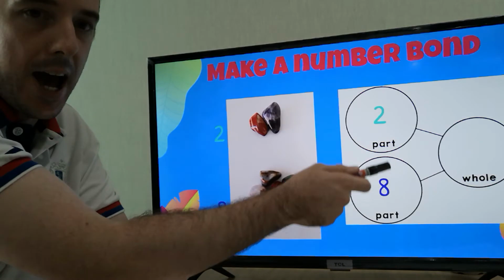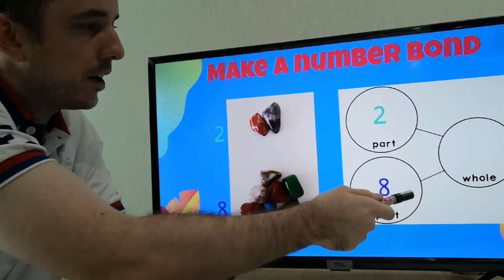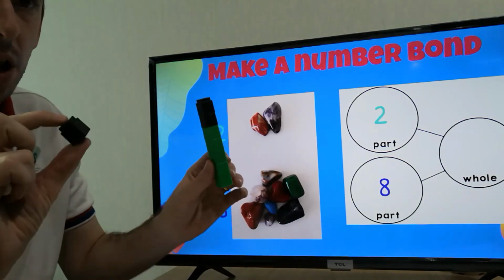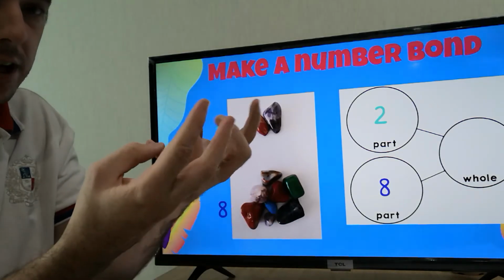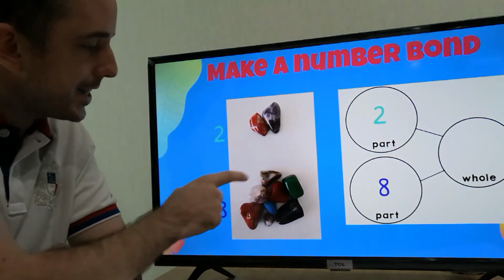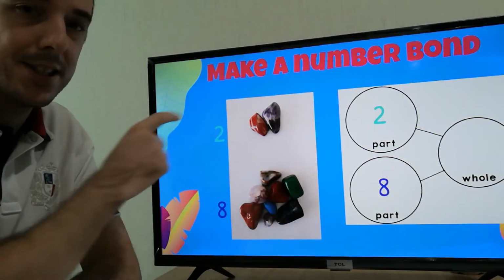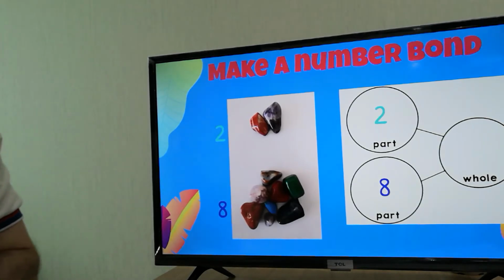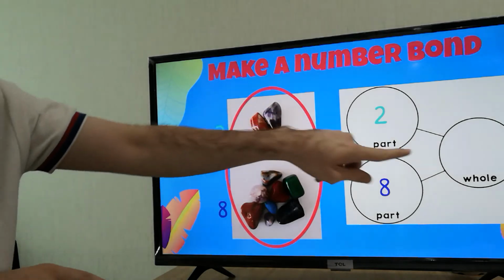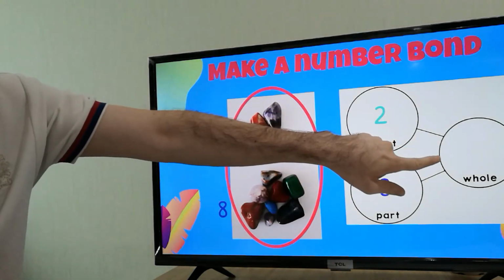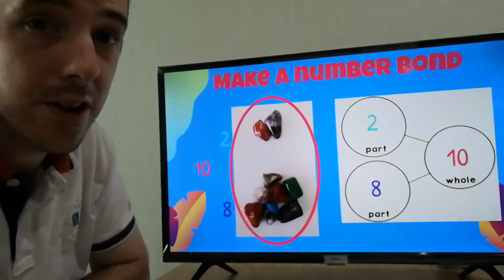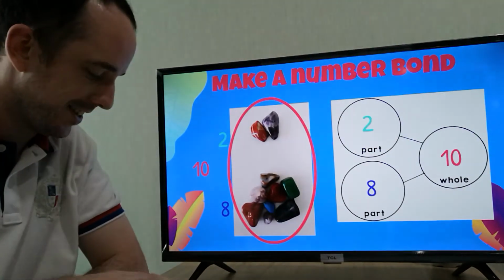So 8 and 2 together give me how many? You could use your blocks, you could use your fingers to count, or you can count all of this. So if there's 8 here, 9, 10. I think the answer should be 10. So all the 2 groups together, the answer should be 10. So 8 and 2 together give me 10.